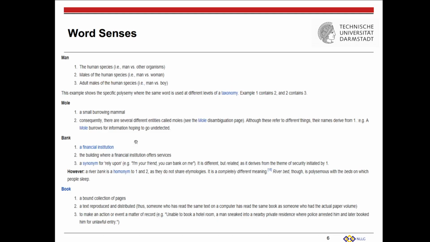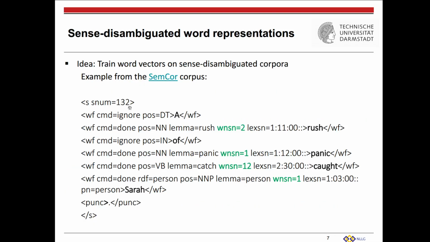Okay, but in general, we see for almost all words either polysemy or homonymy. If you go to some lexicon and look up words like man, you find entries 1, 2, 3, which all represent different senses of this word. Mole, bank has 3 different senses in this lexicon at least. Book has several different senses in this lexicon. So if you go to any lexicon, you typically find more than one sense for each word.